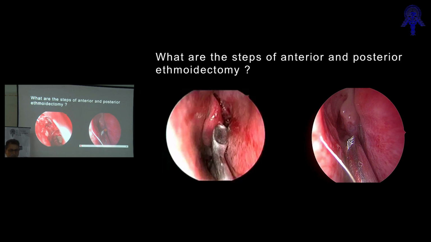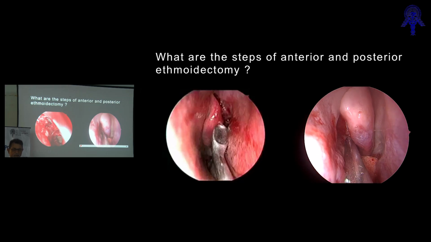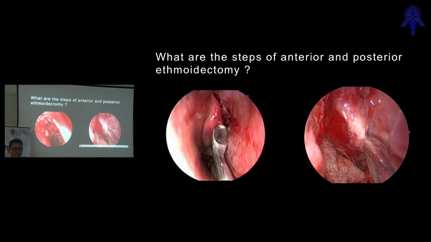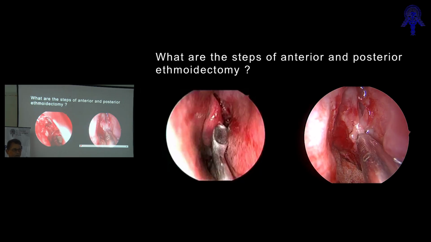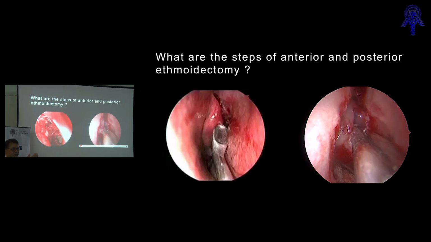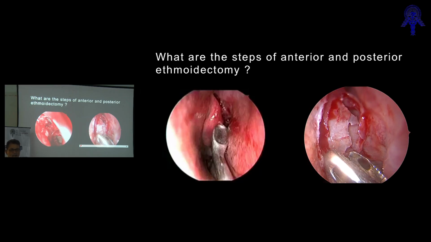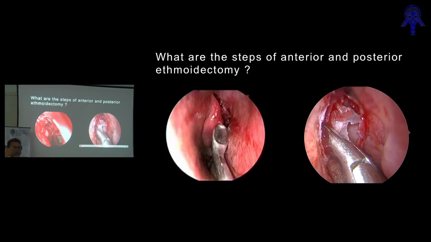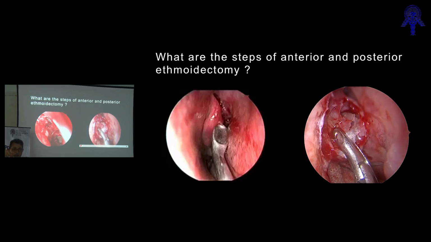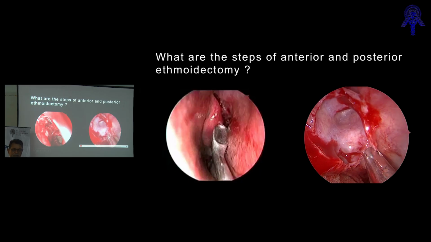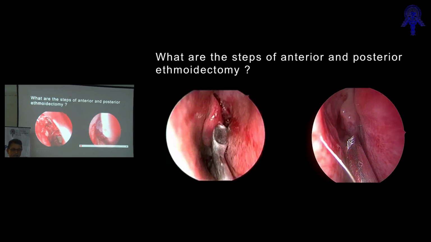This is a better picture where you will see the ground lamella very clear, though we are using a microdebrider here, but this is another way of doing it. You can go behind the bulla if there is a retrobullar recess and do a retrograde bullectomy, or bulla removal, and then there is no chance that inadvertently you will enter the posterior ethmoid, because as you can see the bullar shell has been removed, and this is the middle turbinate, and you can see this ground lamella very clearly, and that is your boundary between the anterior and posterior.